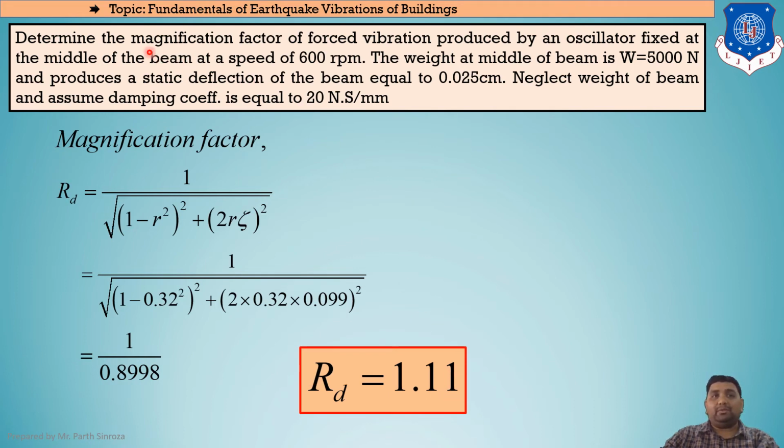This was the question that was asked: determine the magnification factor. So Rd is our magnification factor. That is our final answer of this question. Okay? So moving on to the second sum.